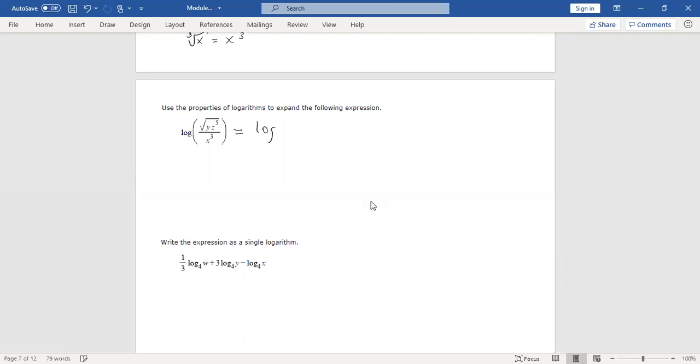So I have the log of the square root of y z to the 5th minus, why is it minus? Because the x to the 3rd is in the denominator, the log of x to the 3rd. I can rewrite this as the log of the square root of y times the square root of z to the 5th minus log of x to the 3rd.